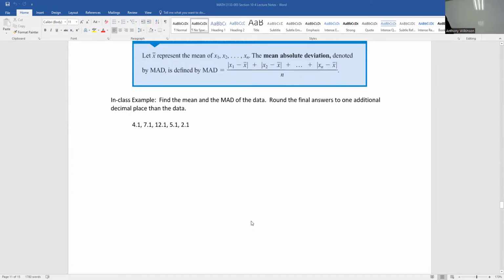In this example, let's say we have 4.1, 7.1, 12.1, 5.1, and 2.1, and we want to find the mean and the mean absolute deviation, or MAD, of the data. We're going to round the final answer to one more decimal place than the data. As you can see, the data set is only to one decimal place, so when we round the final answers, it's going to be to 2 decimal places. All right, now let's see how this works.